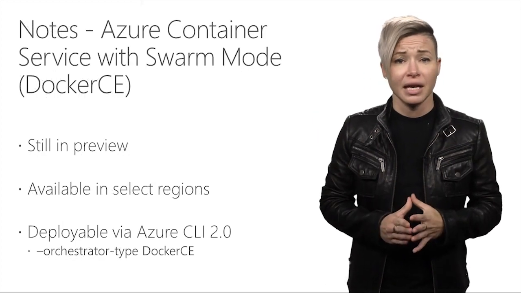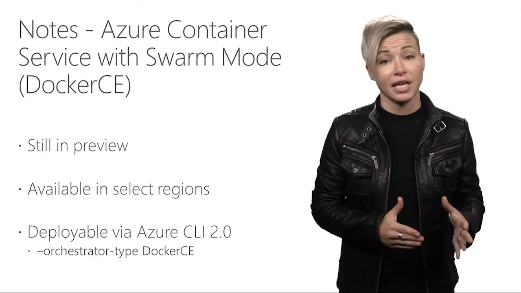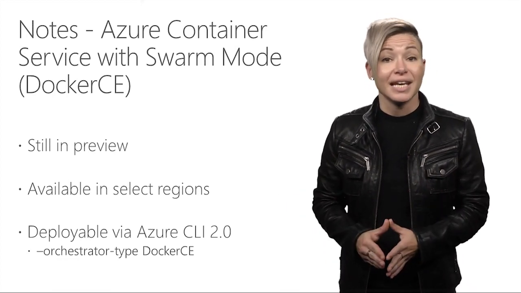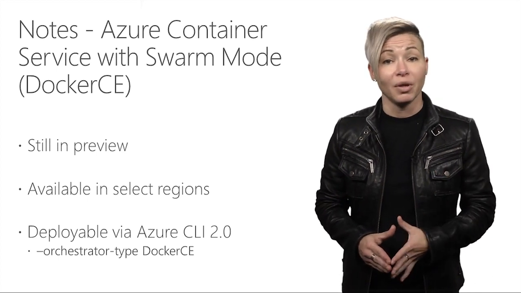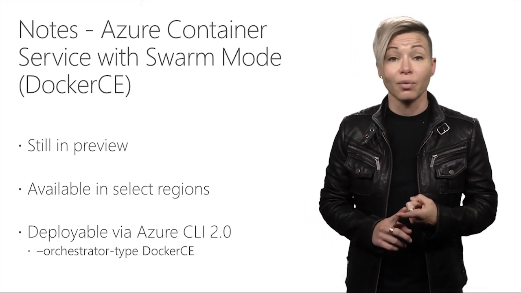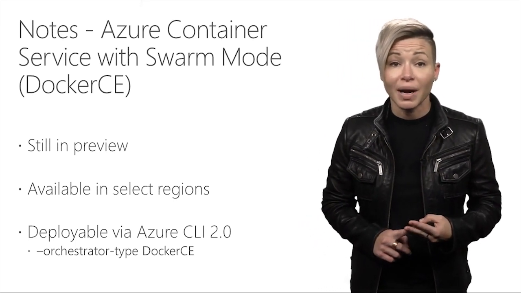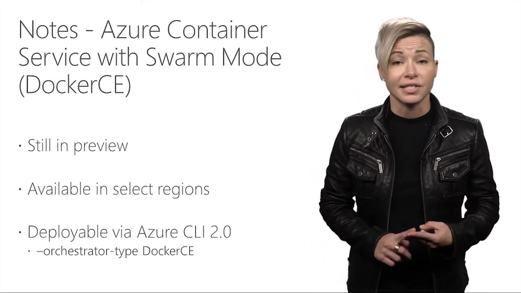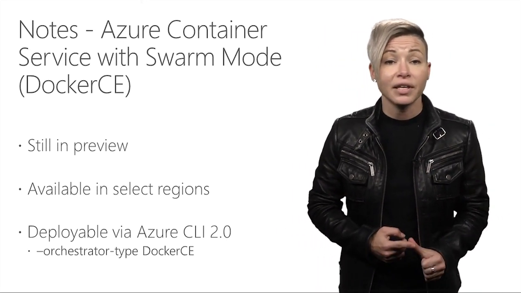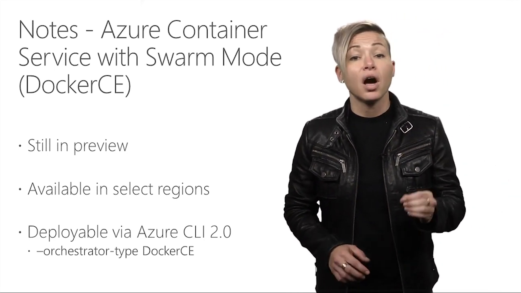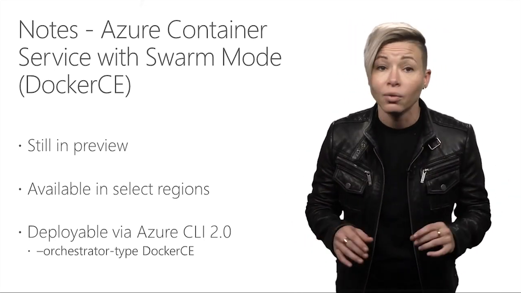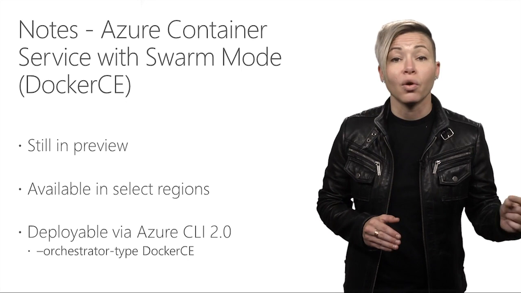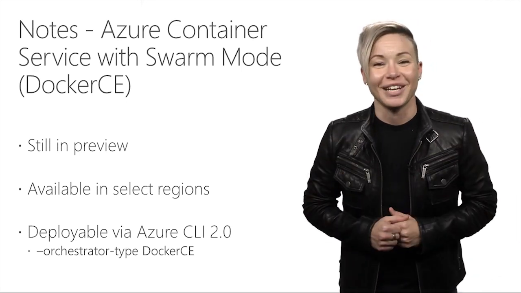Now, before we get started, I want to highlight a few things about Azure Container Service with Swarm Mode. First, Swarm Mode, or Docker CE, is still in preview, and it's only available in the following regions at this time: UK West, UK South, East US, West US, West US 2, Canada East, Canada Central, West India, South India, and Central India. It is also only deployable, for now, via the Azure command line. You would specify Docker CE when using the orchestrator type switch. Let's go check it out.